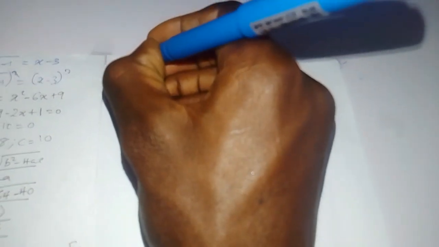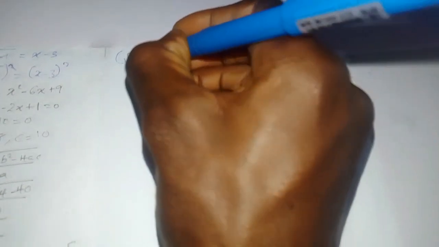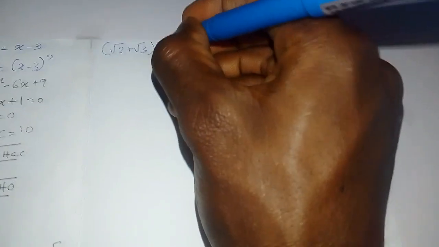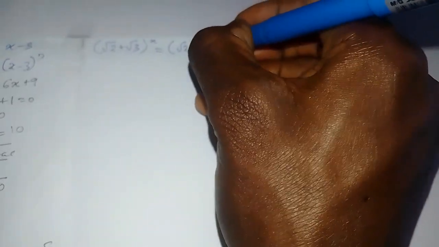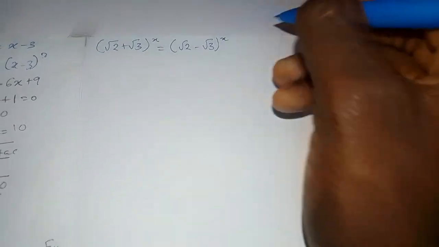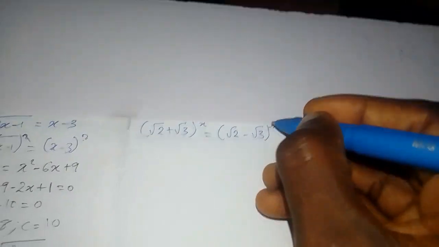For this question 6, we notice that the question there is (√2 + √3)^x = (√2 − √3)^(−x). So how do I solve this kind of thing? How do I find the value of x? Oh, sorry, all raised to power minus x.